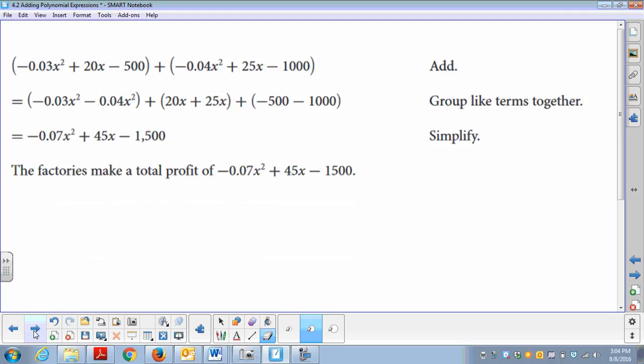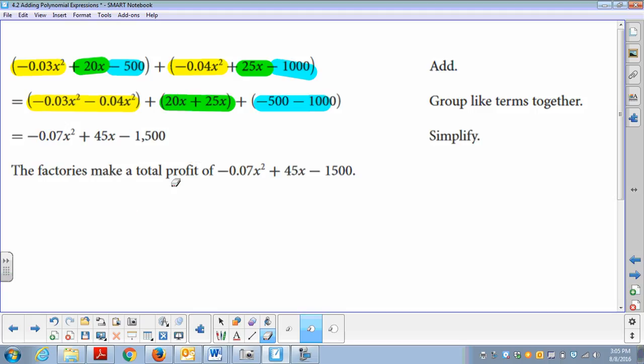So when we combine the two, you can take a look here at the example in the book. The example in the book gives it to you in a horizontal format. You can also do it in a vertical format as well. But we went ahead and grouped the first term here, grouped the second term, and then grouped the last term. Okay, then we simplified. Got negative 0.07x squared... sorry, negative 0.07x squared plus 45x minus 1,500.